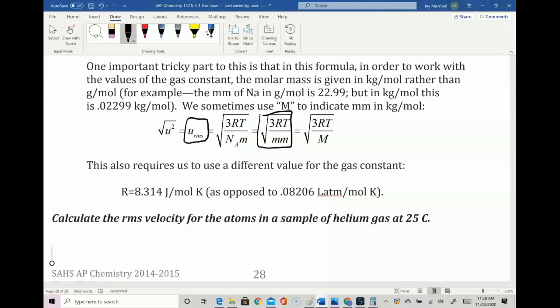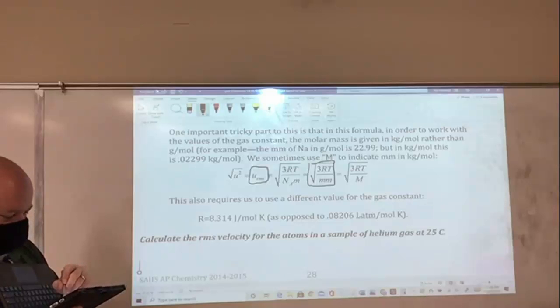Okay, now I want to show you a little unit comparison thing here then.